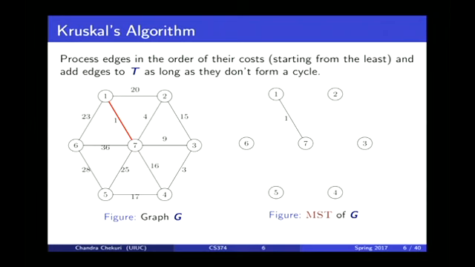Next cheapest one, but why is it safe? There are no cycles. It's not unsafe. One way of seeing it is it's not unsafe, but that requires you to argue that every edge which is not safe is unsafe. So Kruskal's algorithm requires a little bit more work to see that you're only adding safe edges.